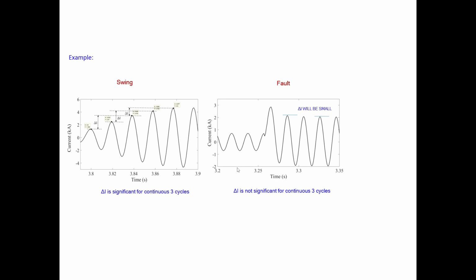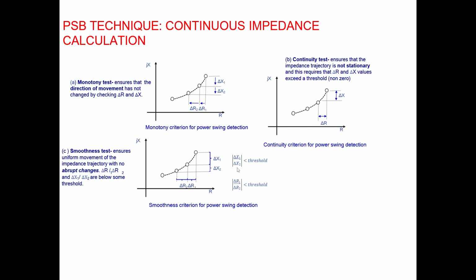So now in this session we have already discussed four of the concepts, that is the continuous impedance calculation, blinder scheme, concentric characteristics, and delta I method. The two other methods, which are R dot and swing center voltage, are relatively new concepts, although not really new, because swing center voltage has been in operation since the 1980s, I think.